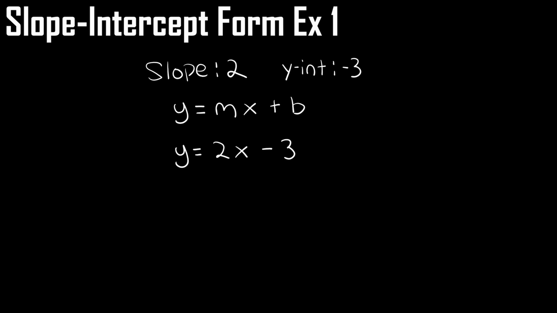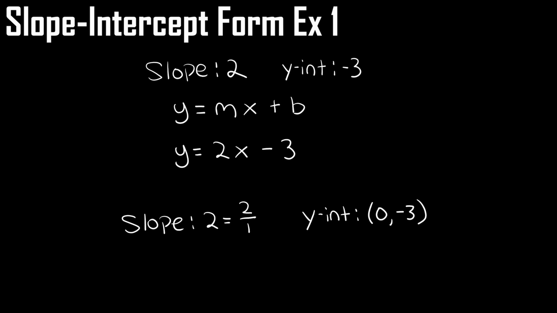Now from this we can get our y-intercept. So our slope, of course, is 2, which equals 2 over 1. So rise over run. And then our y-intercept is (0, -3). So when graphing this line, we are going to start at our first point, (0, -3), then follow the slope using rise over run to find our second point.